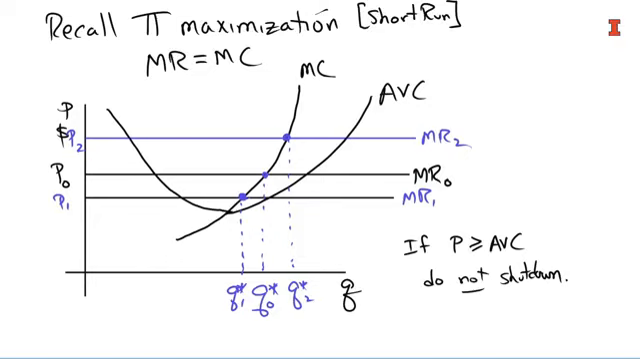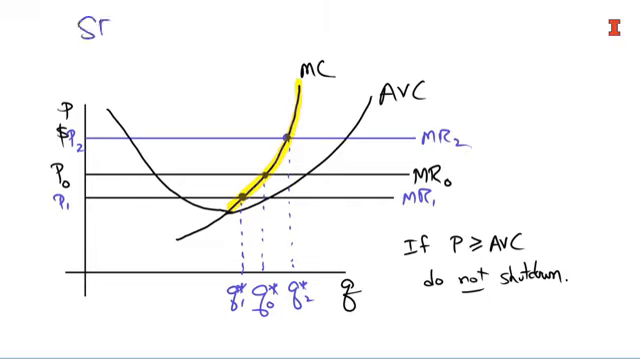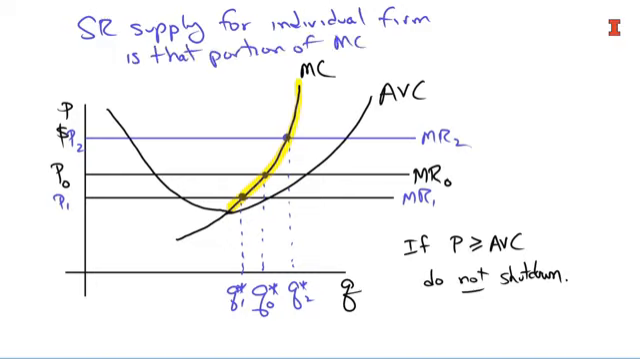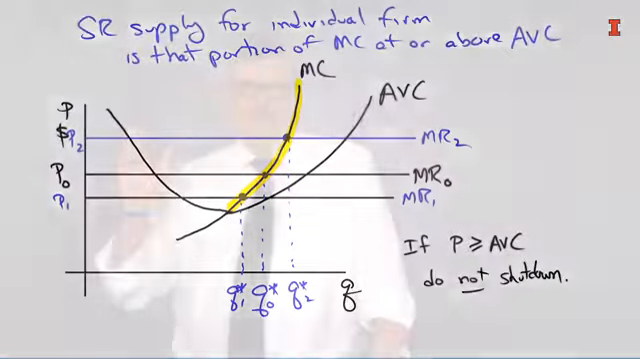For different possible prices, what we're ending up doing is this whole locus of points along that upward sloping marginal cost curve at or above the average variable cost curve is in fact the short run supply curve for an individual firm. The short run supply for an individual firm in a competitive market is that portion of MC at or above AVC. That portion of the marginal cost curve, at or above the average variable cost curve, tells the firm exactly when it should stop producing.